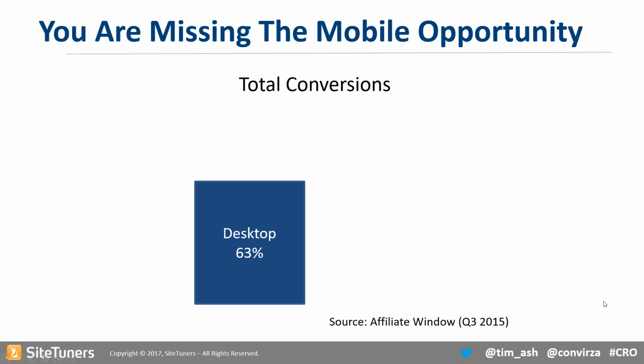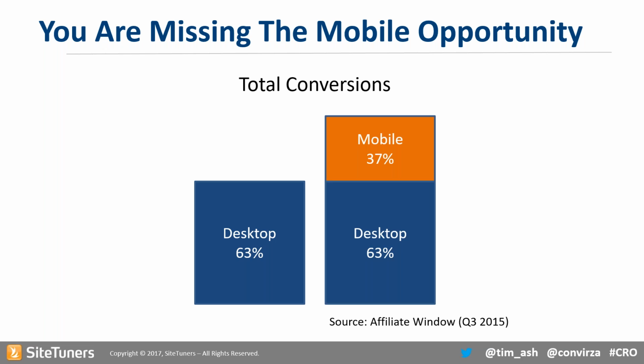So let's talk about what this means to us as marketers in practical terms. And this is some research from Affiliate Window. It turns out that in terms of the total number of conversions across all of the different clients that they tracked, 63% were happening on desktop. Or another way to put it, you're missing out on about a 50% growth opportunity if you're not converting mobile effectively. So that's really the focus of today.